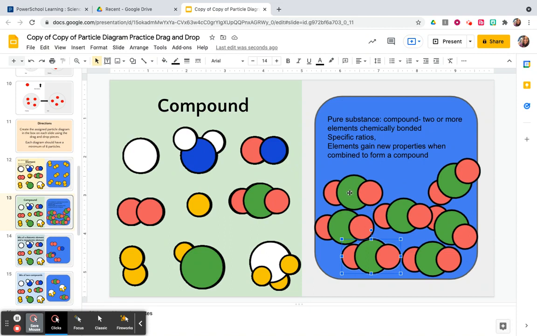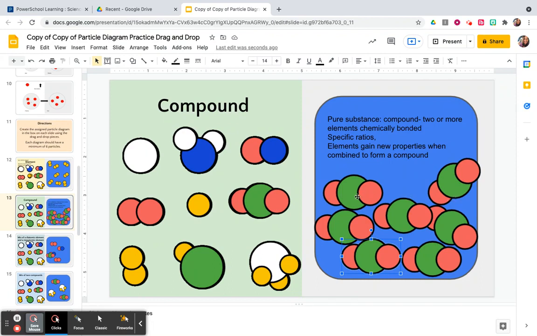So if I take a look at these, it's made of a green element and a red element. Okay, no, we don't have green and red elements, but it's made of a green atom and a red atom. So these are two or more elements that have been chemically bonded, and we can see that by how they're attached. So this is a pure substance because every single one of the particles is exactly the same. They just happen to be a compound. So compounds are pure substances.